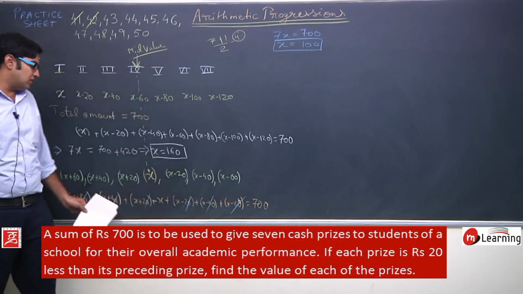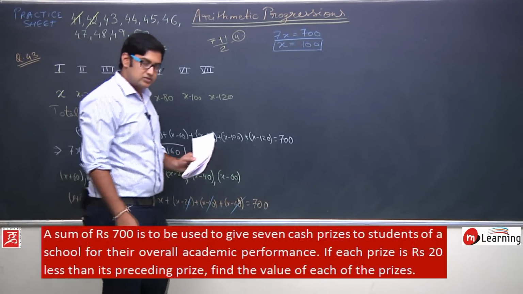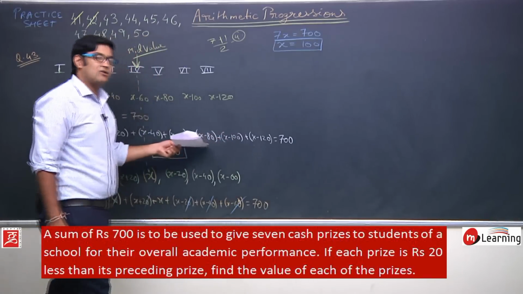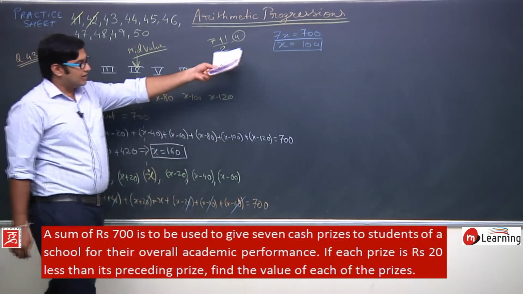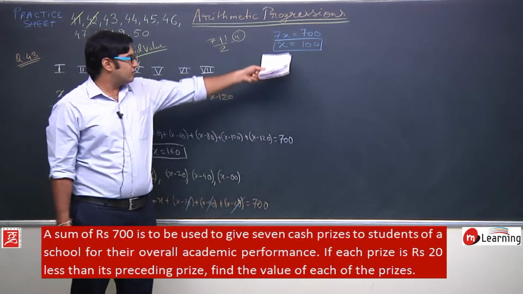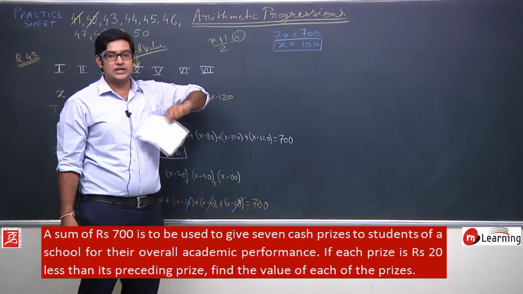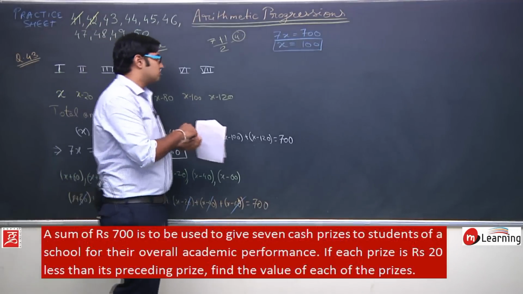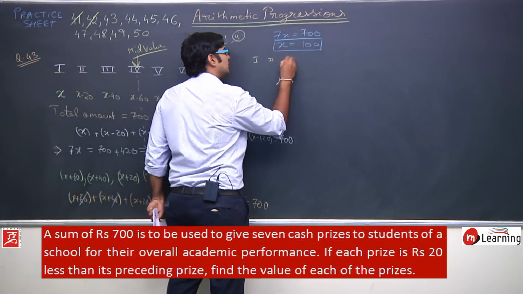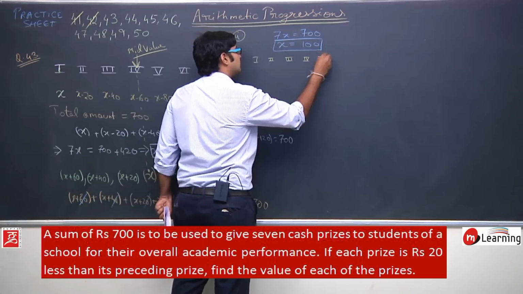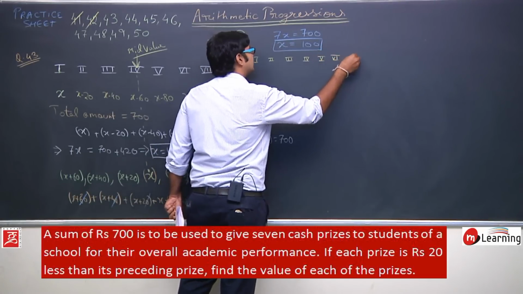You can see our calculation is hugely reduced. यहाँ पर हमें बहुत बड़ी calculation करनी पड़ रही थी, यहाँ पर calculation reduce हो गया and we got x equals 100. So what will be the prices according to this 100? According to this value, the first prize, second prize, third one, fourth, fifth, sixth and seventh.